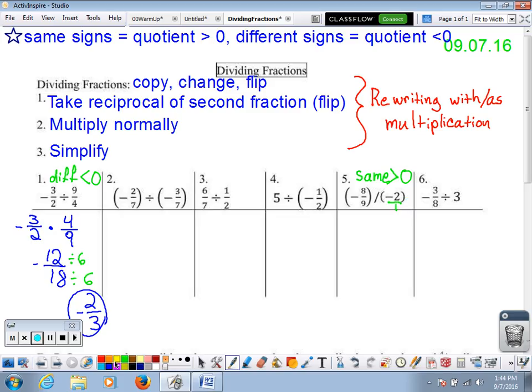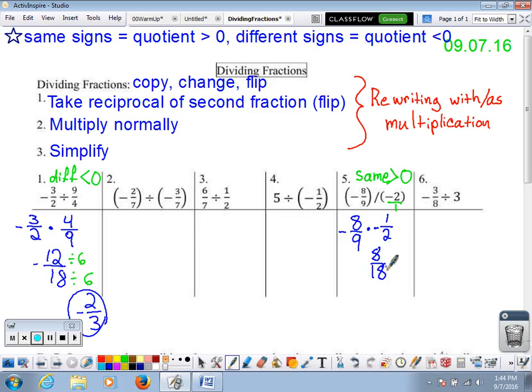Well, I need to take the reciprocal of the second one. So instead of negative 2, I'll have negative 1/2. And I want to multiply by negative 8/9. So I take the reciprocal of the second one, and now I can multiply normally. Okay, so let's multiply straight across. 8 times 1, and 9 times 2, 18.